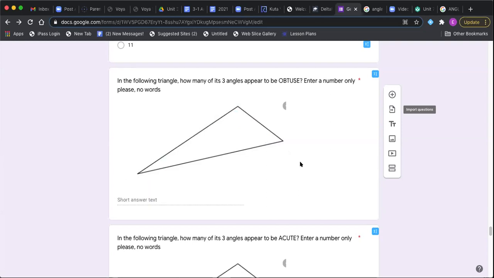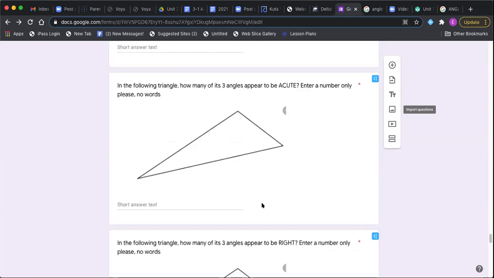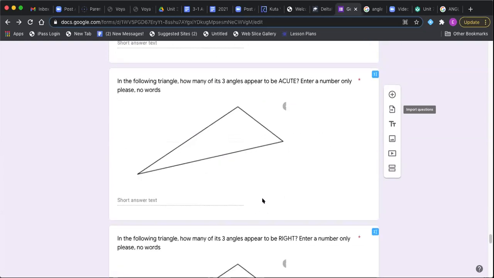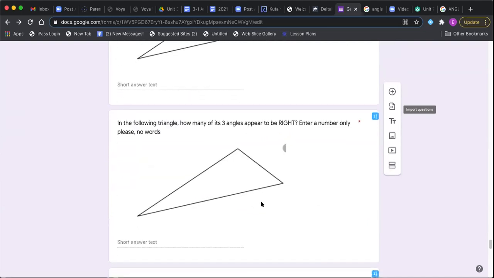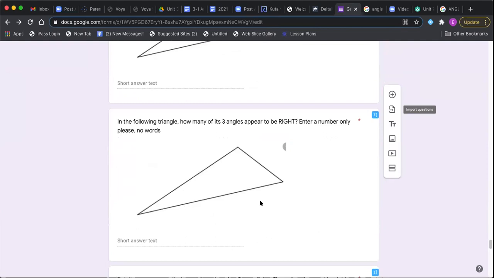And then when I ask you on the next one, how many of them are acute? Well, wouldn't that one and that one be acute? So this one should have been 2. And then for how many right angles? None of them appeared to be a right angle. So you should have just entered a 0 on that one.